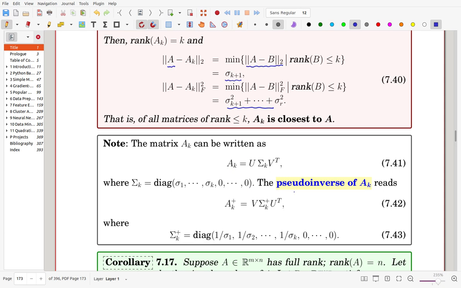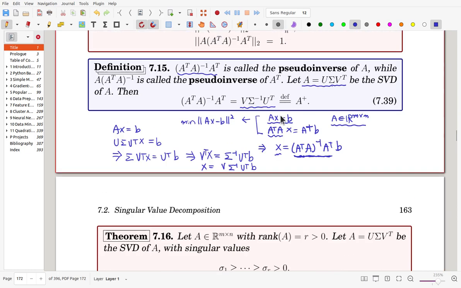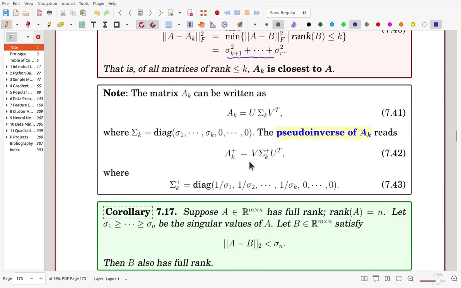Now for A_k, you can consider the pseudo inverse, which is A_k plus. That is the analog of that one: V sigma inverse and U transpose. Here, V, sigma_k plus, and U transpose. Because sigma_k has only non-zero values up to k and everything else is 0, so it has no inverse.